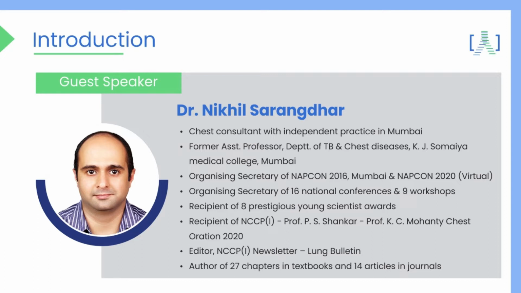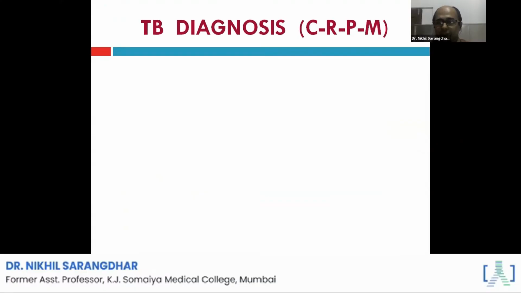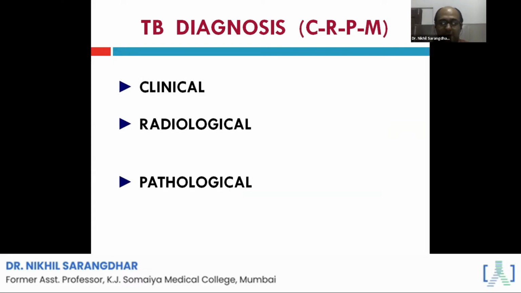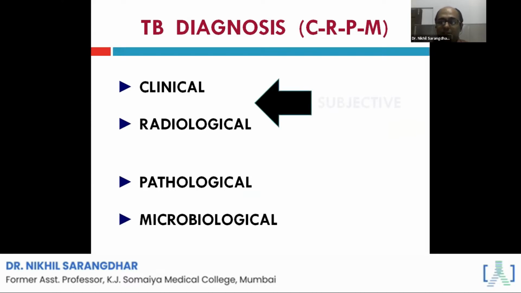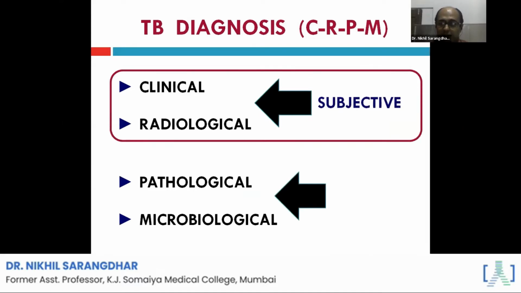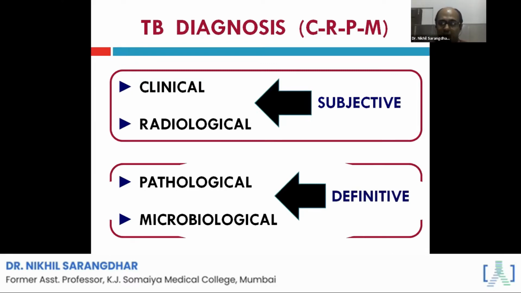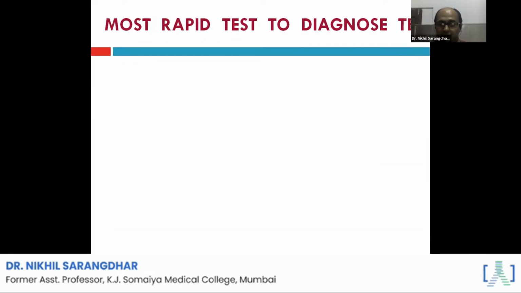So thank you. Good evening, everybody. The topic for today is the limitations of GeneXPERT and line probe assays with case studies. To TB diagnosis, we do it by the CRPM way. C is clinical, R is radiological, P is pathological, and M is microbiological diagnosis. Clinical and radiological are subjective or presumptive diagnosis of TB, whereas pathological and microbiological diagnosis are definitive diagnosis of TB, because you can actually see what is happening inside the patient or inside the lesion.